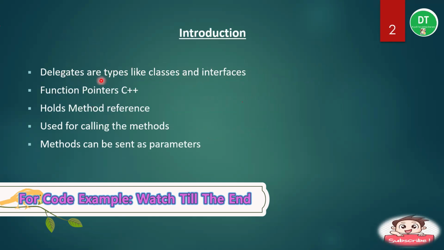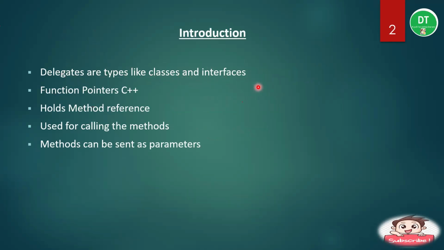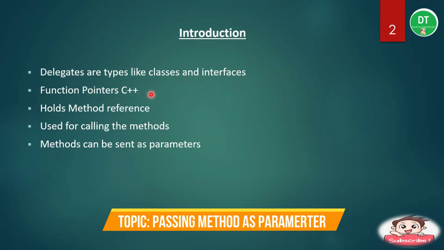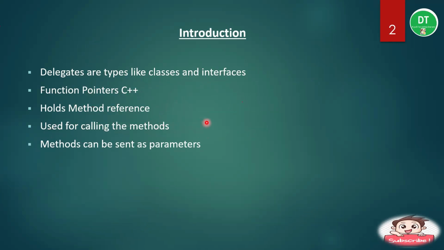We have seen that delegates are types like classes and interfaces. Delegates are also like function pointers of C++. Function pointers are nothing but they hold the reference or address of a method. It is used for calling a method which has the same signature as that of the declared delegate. By using delegates, a method can be sent as a parameter. We'll see how we can pass the method as a parameter to another method.